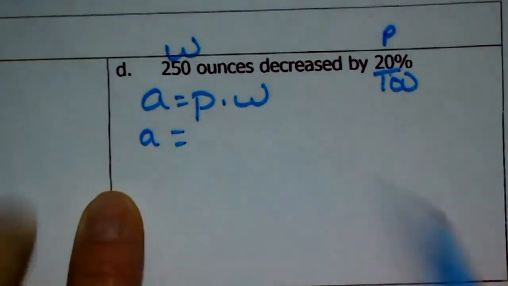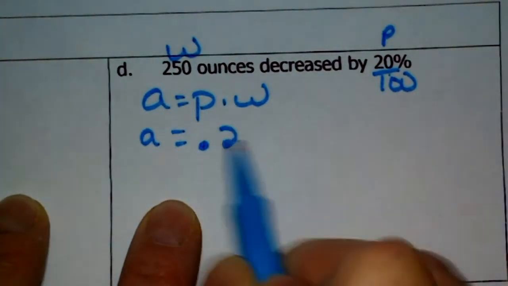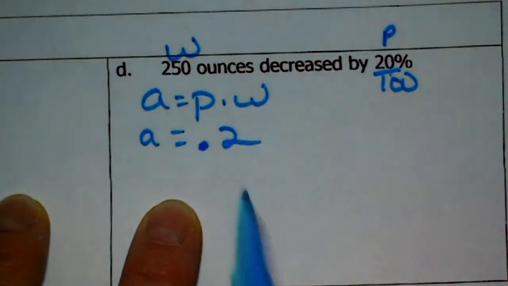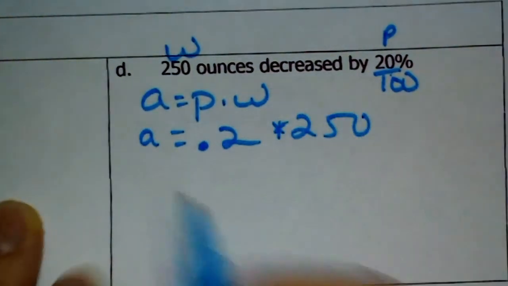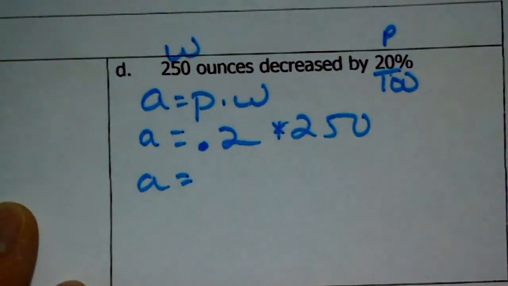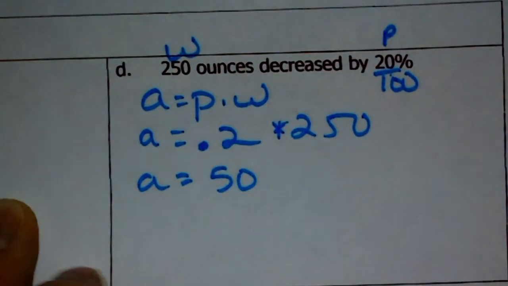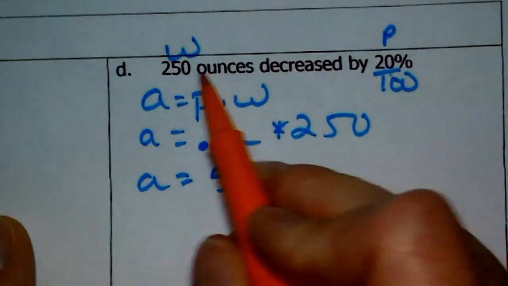So all we need to do is take the percent as a decimal. 20 divided by 100 is going to be 0.20. Maybe you're thinking that, but 0.2 is the same thing. And we're multiplying that by what we started with. So the new amount here, you just take 2/10 or 20 hundredths, multiply it by 250, and we get 50. So this 50 is what we want to decrease that amount by.